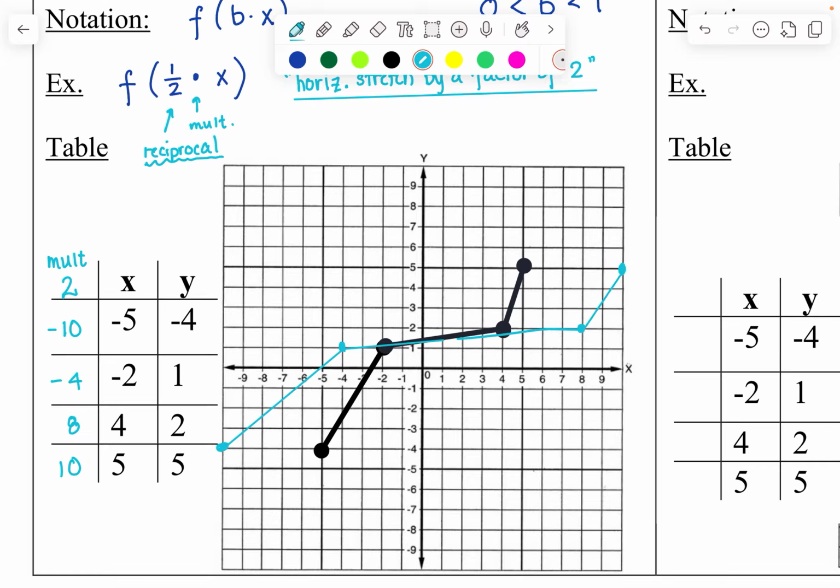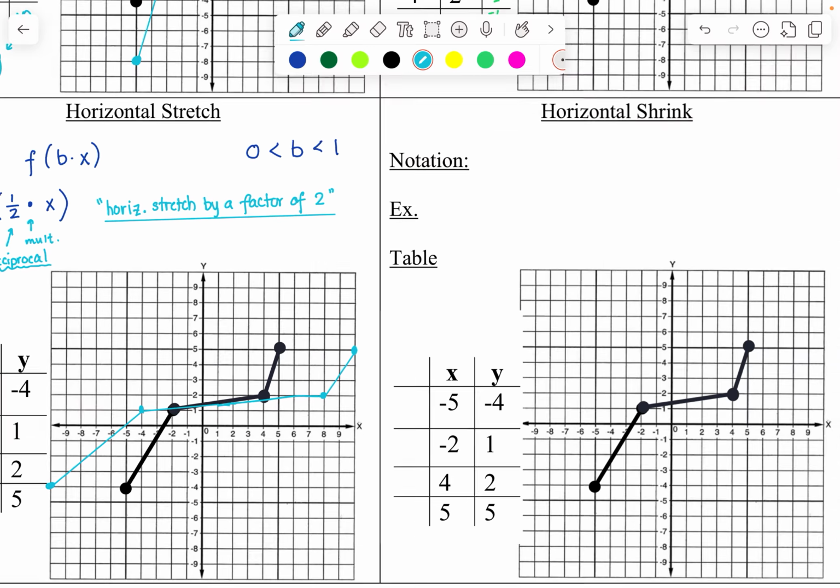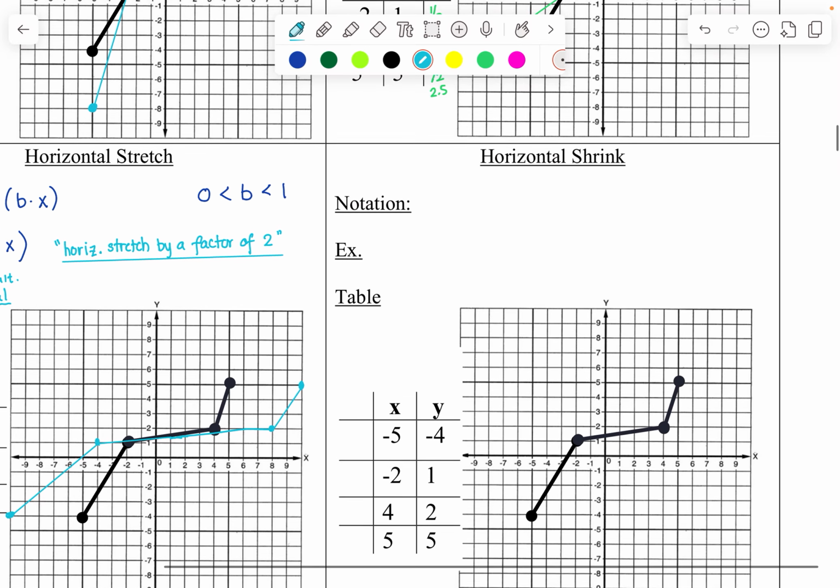And there we go. And there is your horizontal stretch. It stretches all the way to the left and to the right in a horizontal direction. Let's go ahead and take a look at horizontal shrink.